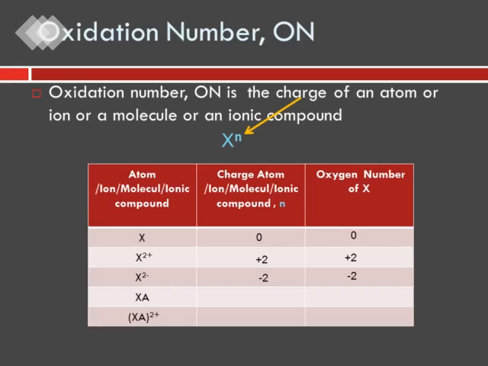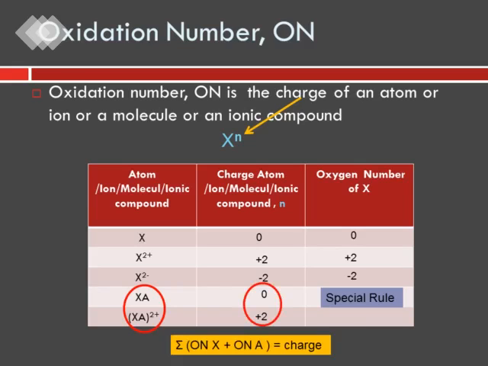However, there is a special rule when determining the oxidation number of an atom in a molecule or an ionic compound. Note that the charge of a molecule or an ionic compound is equal to the total oxidation number of the atoms that form the molecule or the ionic compound.